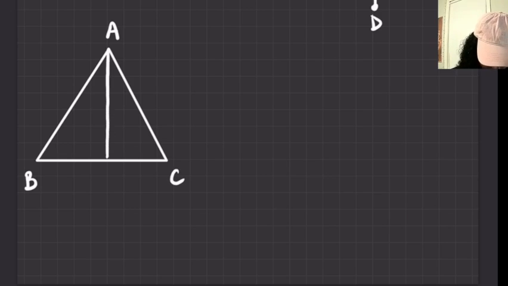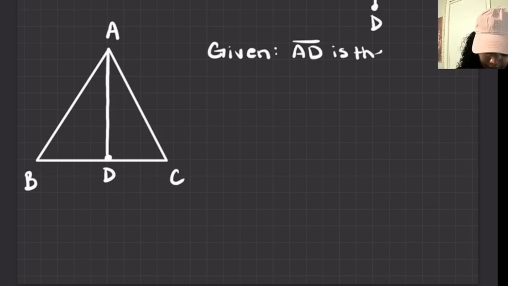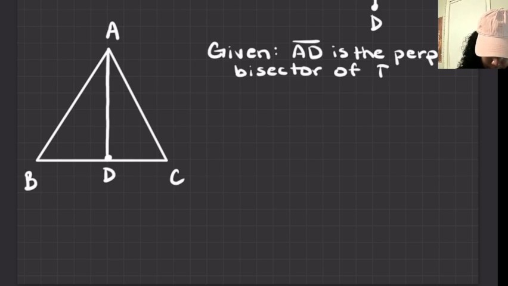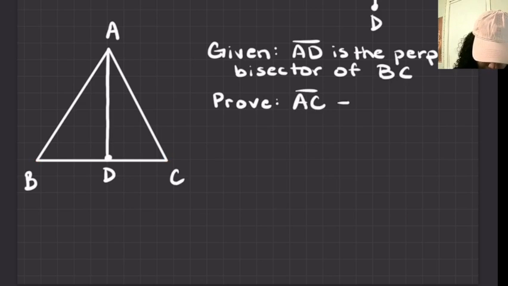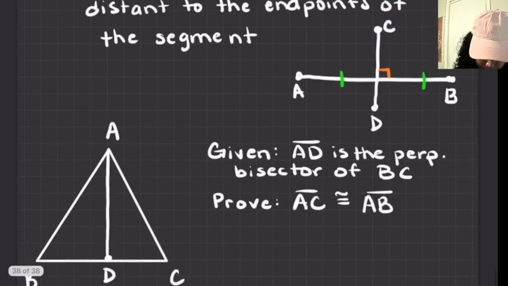And let's say that this segment right here, AD, is the perpendicular bisector. So I'm going to give you some information: AD is the perpendicular bisector of BC. So now the endpoints that I'm taking a look at are C and B, in terms of the theorem. What I essentially want to prove is that AC is congruent to AB.